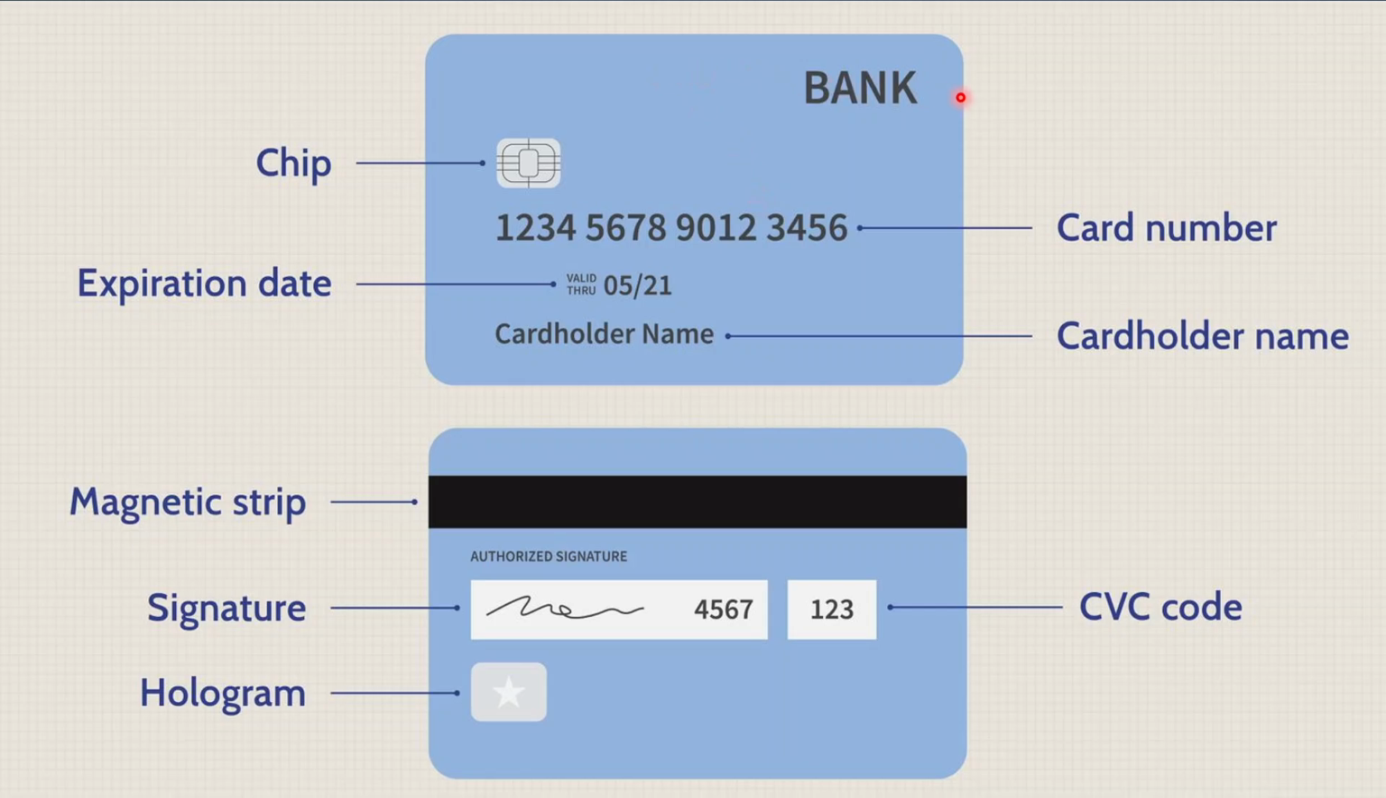So for example, this is a sample credit or debit card and you'll see the name right here, usually under the card number, basically the card number, expiration date, and right here you should see the cardholder name.